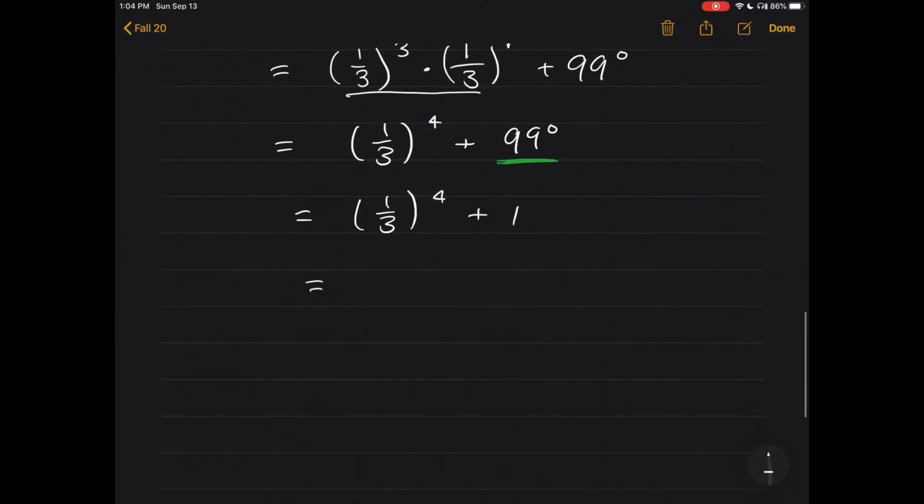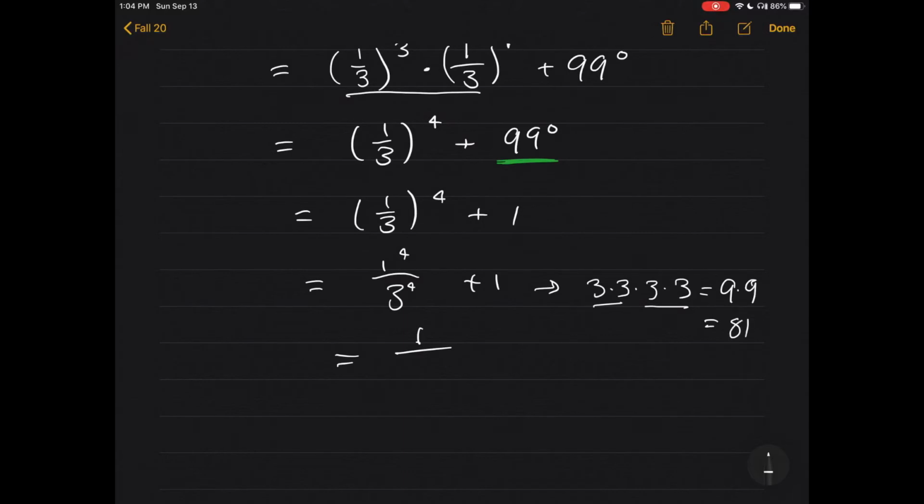So I'm going to take that 4th power and put 1 to the 4th over 3 to the 4th, plus 1. Now, 1 to the 4th is just 1, because 1 times 1 times 1 times 1 doesn't change anything. And then that's going to be over 3 to the 4th power. So it's 3 times 3 times 3 times 3, that's 9 times 9, which is 81. So this becomes 1/81 plus 1, which is just 1 and 1/81.